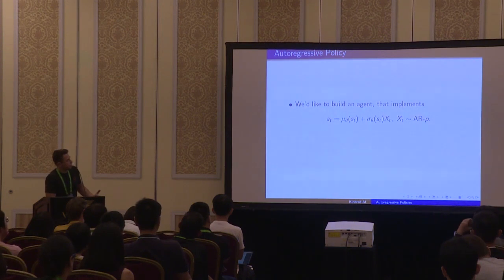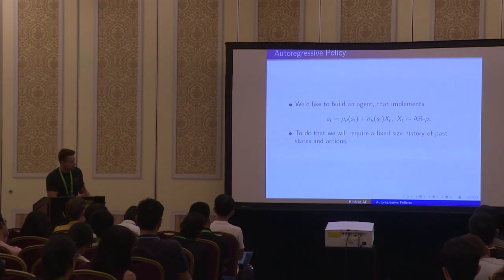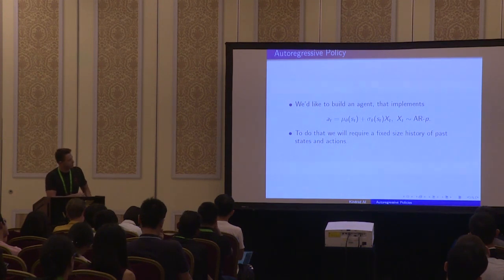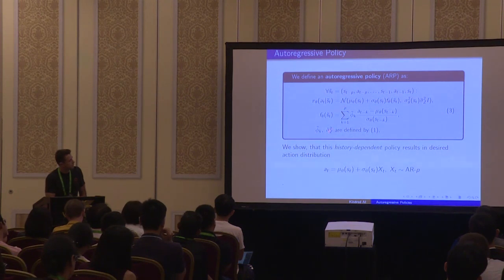So we would like to build an agent that implements the following action distribution, where mu and sigma are function approximators, such as deep neural networks, and x is the value of the derived autoregressive process. Turns out, in order to do that, we need a fixed size history of past states and actions. The second major contribution of this work is derivation of a history-dependent policy function, which we called autoregressive policy, that results in samples distributed according to this desired equation.